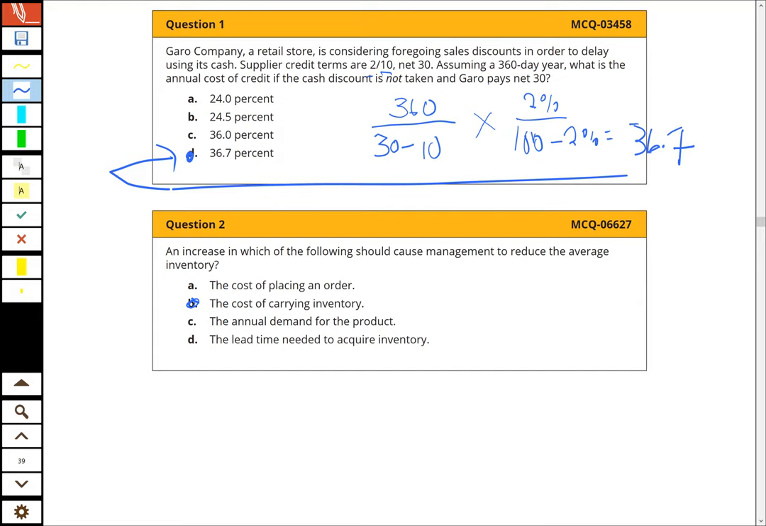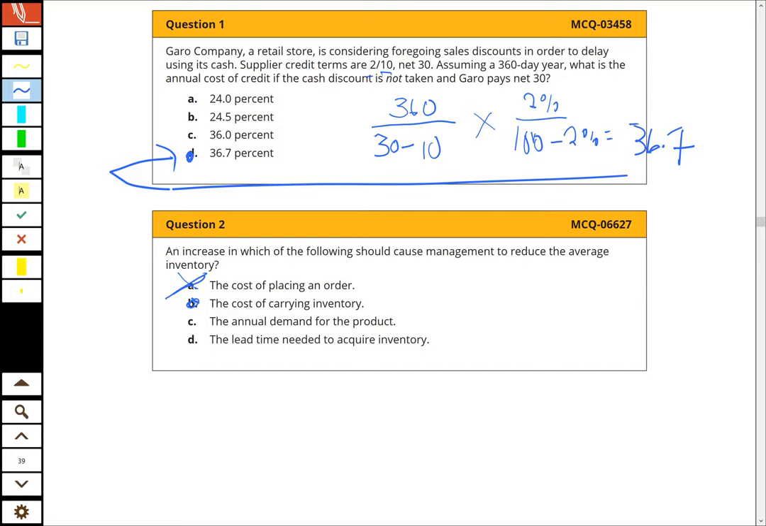Okay, so an increase in the cost of which of the following would cause management to reduce the average inventory? In other words, reduce the amount of inventory they carry. Well, the cost of placing an order, if that increases, that's going to want you to carry more inventory, so you don't have to keep ordering the inventory. So that one is not it. We know that B is the correct answer.